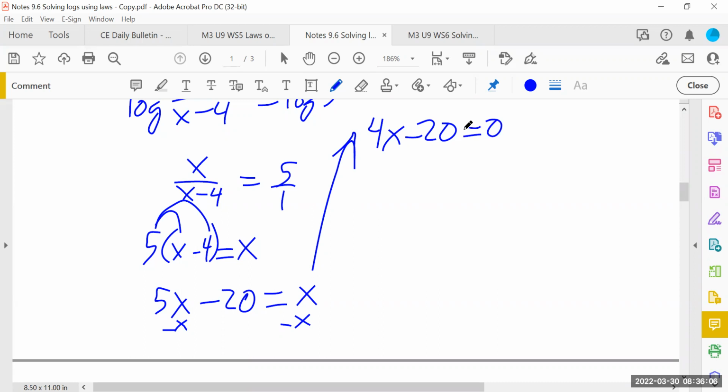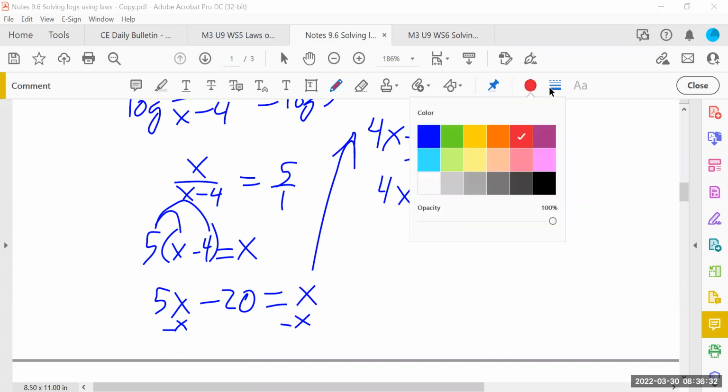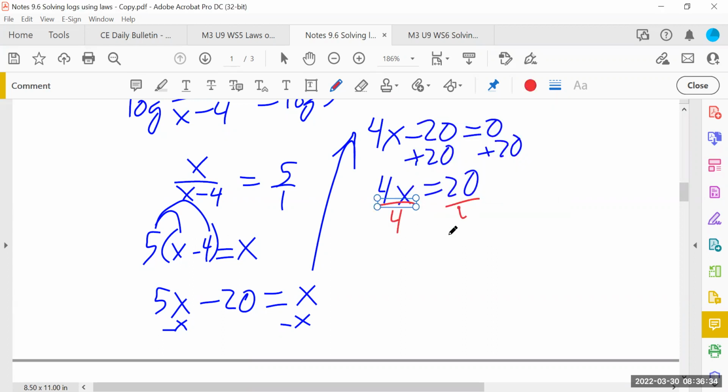You could do that too. Both ways work. Aaron's asking, could we subtract 5x from both sides? Then you get negative 20 equals negative 4x instead of positive 4x equals positive 20 that I'm about to do. It will work both ways, Aaron. I do it this way so that I don't end up with those negatives. Adding 20 to both sides. 4x equals 20. Divide both sides by 4. X is equal to 5.